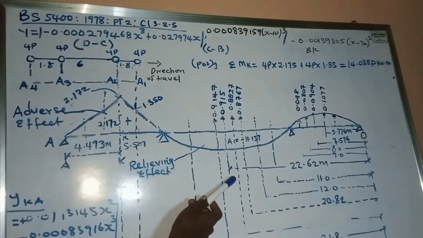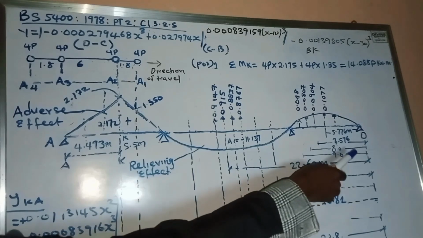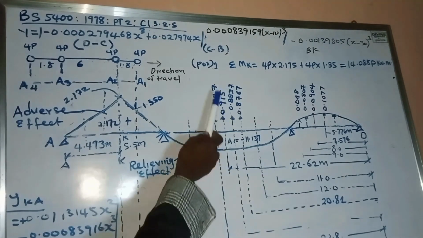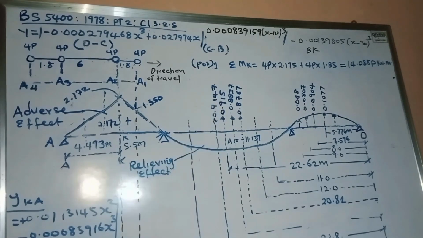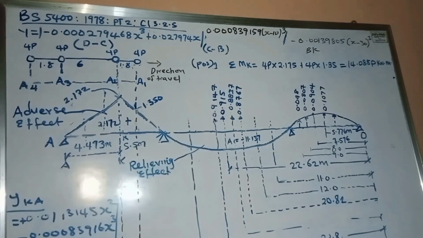You can see the maximum moment here has been solved before in our first video. That is 22.62 meters. From that end down to this point, we have the maximum ordinate, which is the relieving effect, to be 0.915. So if you want to experiment, you can just try the vehicle on this. You'll see the algebraic sum is going to have much smaller values for moment at point K. And that is not what we're interested in, okay?